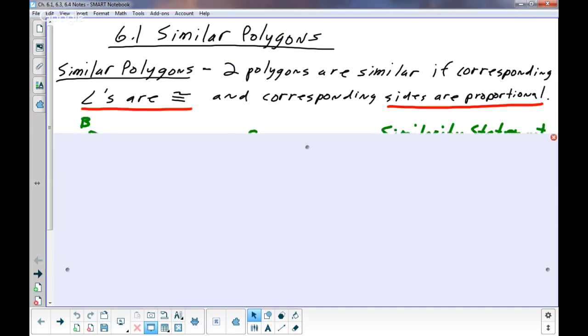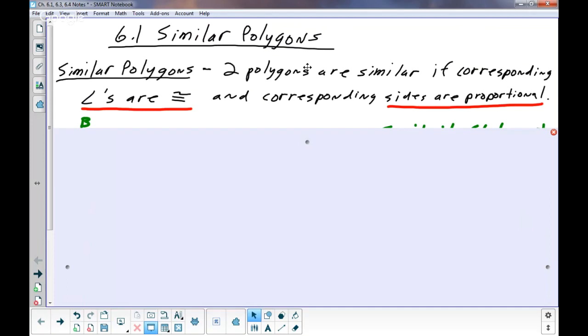Well, two polygons are similar if their corresponding angles are congruent and their corresponding sides are proportional. And remember, congruent means equal, and sides are proportional means that there's a scaling between them. If you think about it, scale models are all built on proportionality. Basically, if one side is half as big as another side, then all the sides have to be half as big as the other sides that they correspond with.